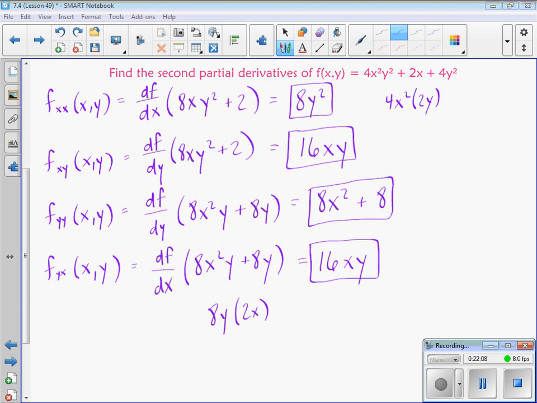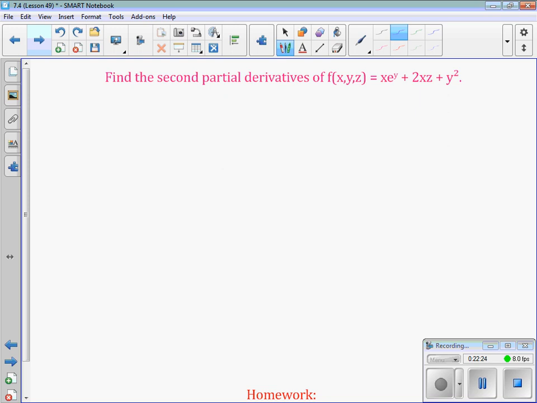You ready to go on? Okay, you ready for the back page? The last page. Okay, now this one here, what's the difference between this one and the last one? There's another variable. So when it says find the second partial derivatives, how many am I going to have total? More. 9. Okay, so let's start listing them so we don't miss one.